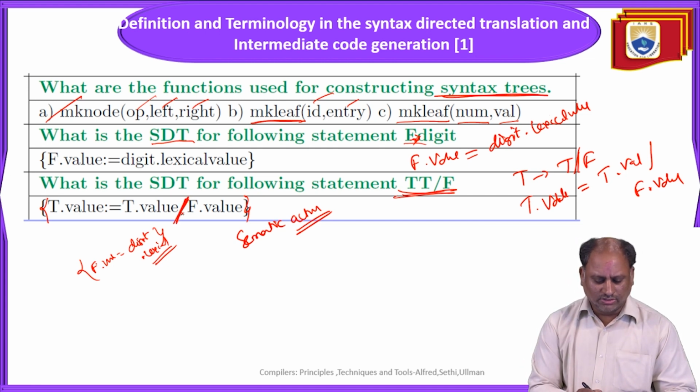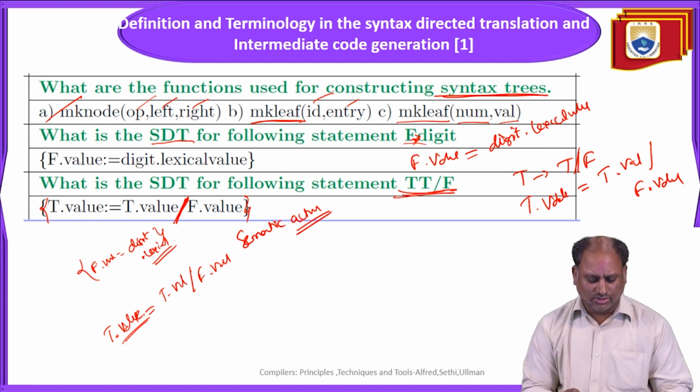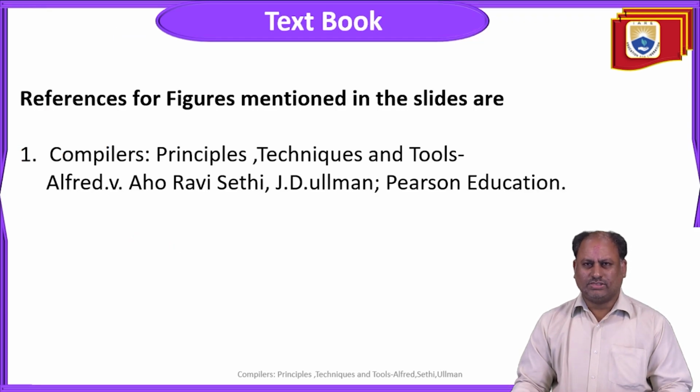If it is a division, here for the division operator we write T dot val division F dot val. So for each of these symbols we write the associated attribute value for the corresponding non-terminal. In such a way we describe each of the assignment statements in the syntax directed translation. So these are the different definitions and terminologies which are described in the phase of the syntax directed translation. All the things which we discussed are available in the book, Compilers: Principles, Techniques, and Tools, by Alfred Aho.